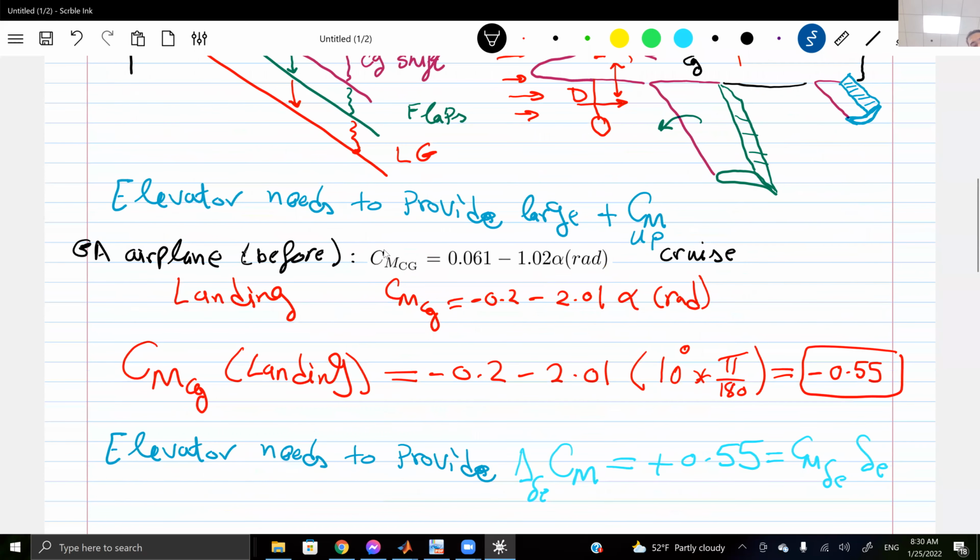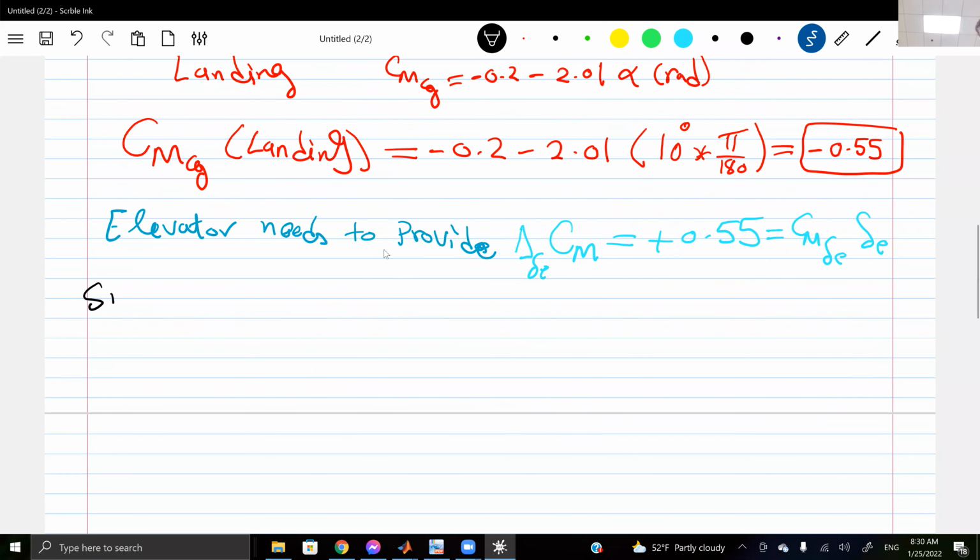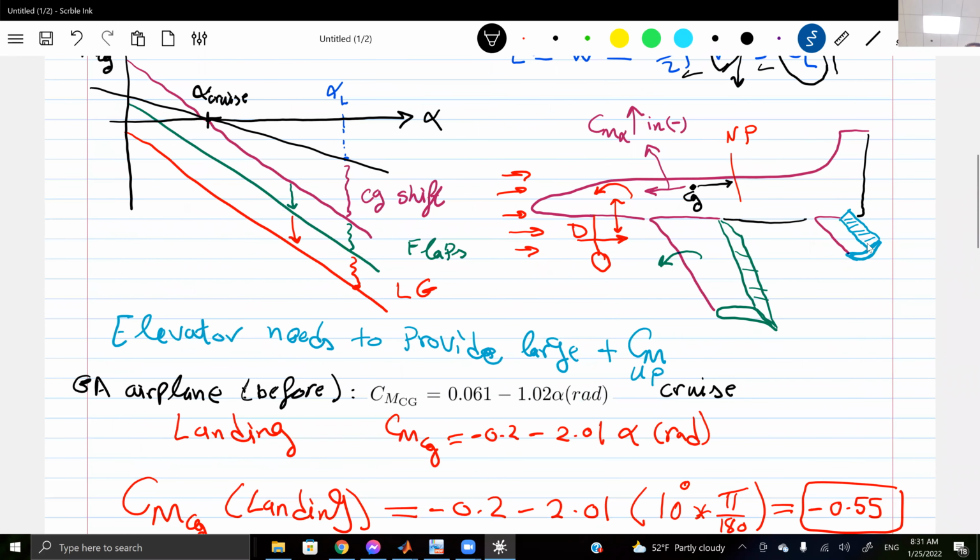This has to do with the sign convention that the community chooses to use, right? The sign convention for any flap deflection is that if it's downward, it's positive. The same applies for the elevator. Elevator down is positive, elevator up is negative. So this means that I need to apply an upward elevator. It means that I need to apply a negative elevator deflection.